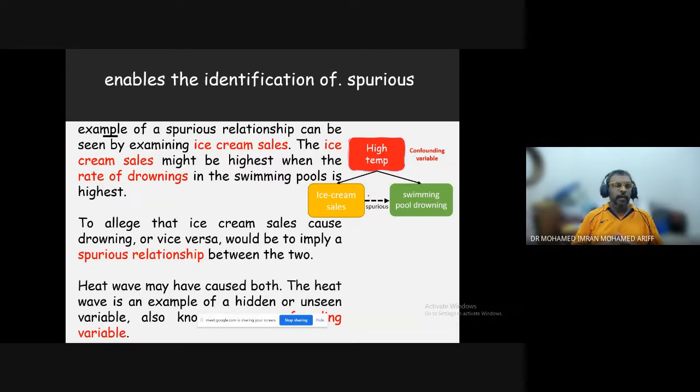An example of a spurious relationship can be seen by examining ice cream sales. The ice cream sales might be highest when the rate of drowning in the pool is highest. What is the connection? If people drown in the pool, suddenly ice cream sales are high. It does not make sense. Why does it show that? Okay, to allege that ice cream sales cause drowning would be to imply a spurious relationship between the two. This is just a coincidence.